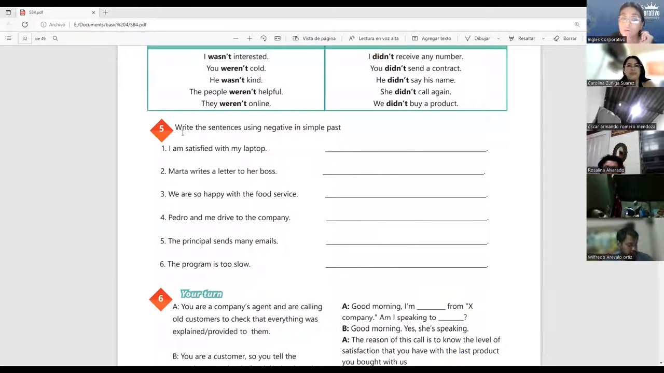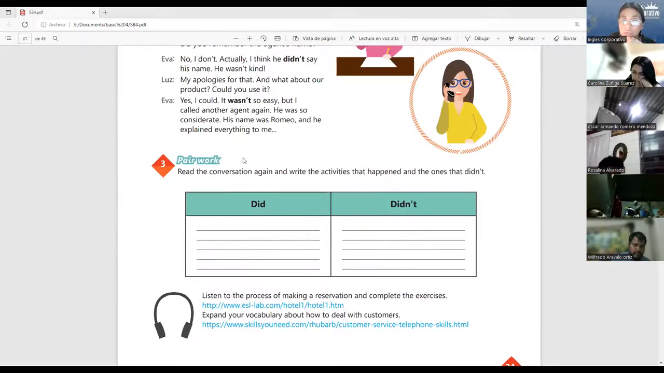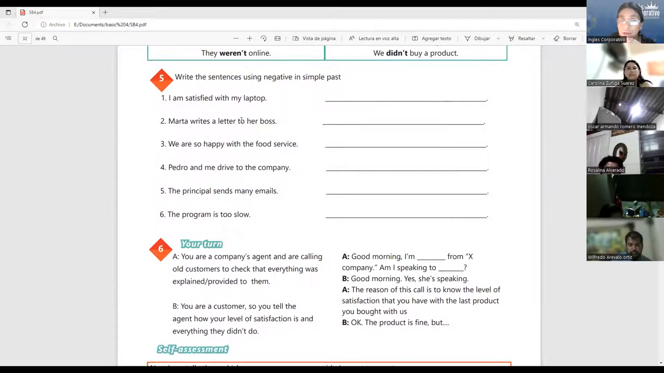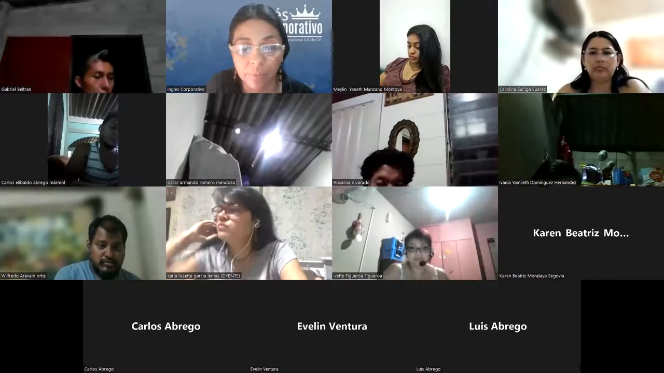¿Qué van a hacer? Write the sentences using negative and simple past. Todas están en afirmativo. Pásenlo a negativo. ¿Ok? Si aquí dijera, I am a teacher, usted va a poner, I wasn't a teacher. Están en presente. Póngalas, perdón, en pasado y en negativo pasado. Okay. Yes, you understand? Entonces, nos vamos a ir. Exercise 3, page 31, and exercise 5, page 32. Avísenme cuando vayan terminando. Ya les habilité para que puedan compartir pantalla.